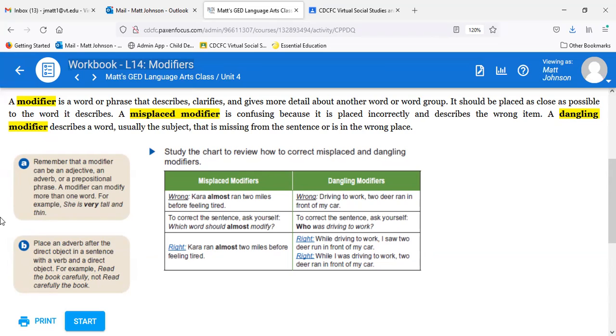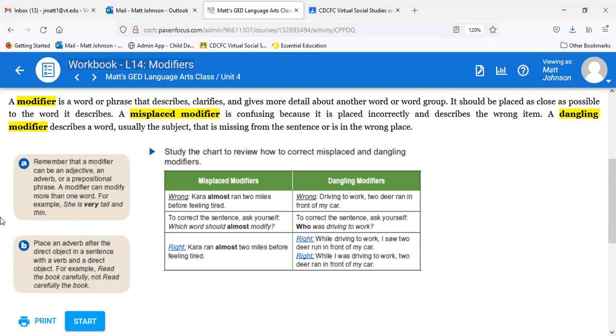So what we want to do is make sure that the reader understands that she made it almost 2 miles. So Kara ran almost 2 miles before feeling tired. Right? The first sentence, it sounds like she's doing some other activity than running. She almost ran. No, we know she ran. We want to make sure the reader understands that she ran. What we want to modify is how far she ran. So Kara ran almost 2 miles before feeling tired.